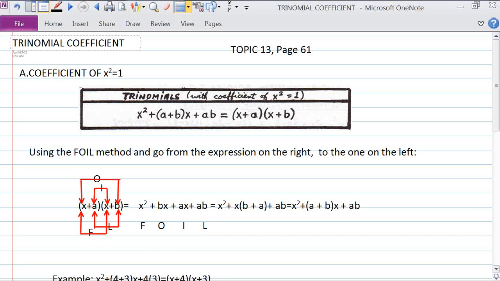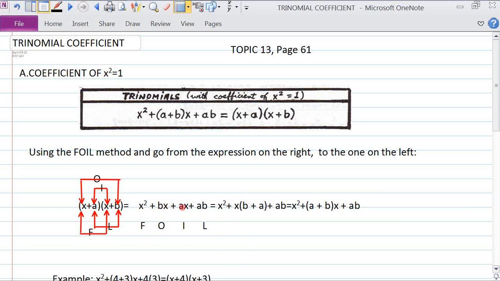So using the first times the first, let's go over it again. First times first gives me x squared. The outer one is plus b times x. I get that. The inner one is plus a times x, gives me that. And the last, plus a times plus b, gives me plus ab. So first, outer, inner, last.